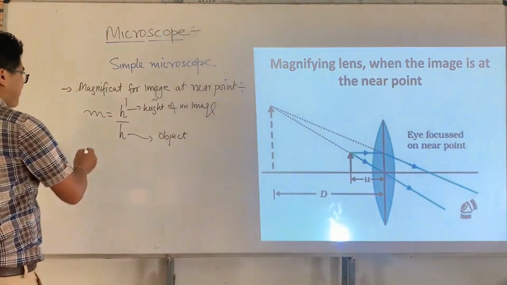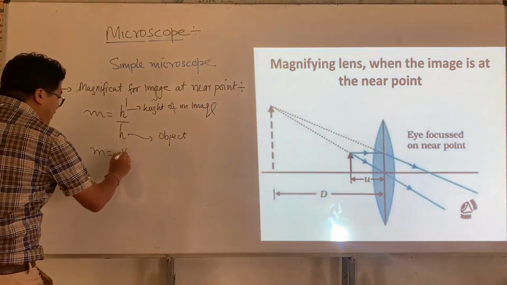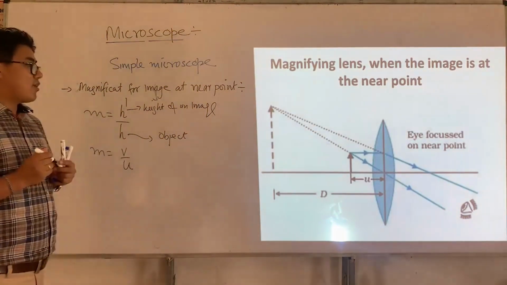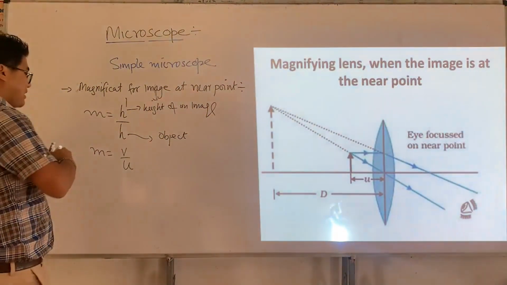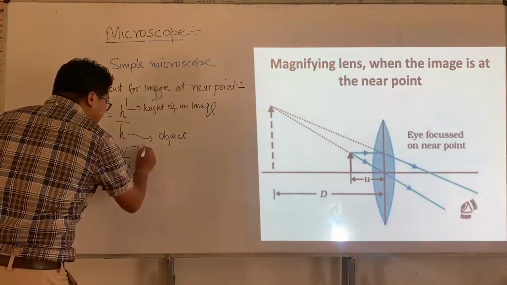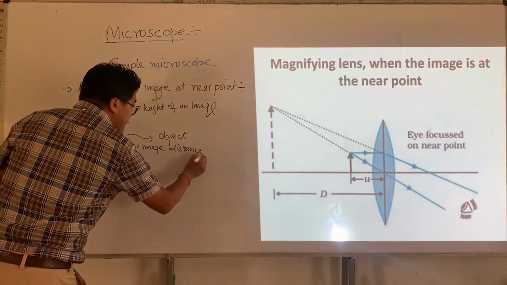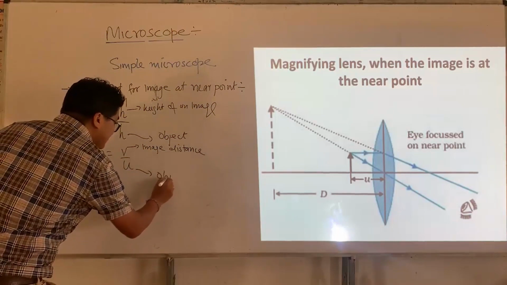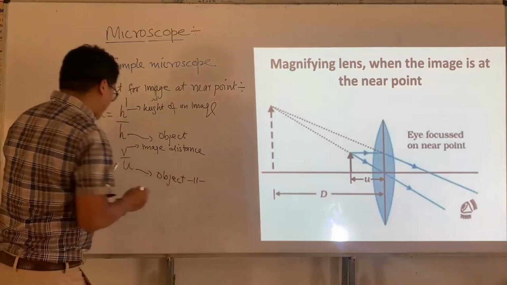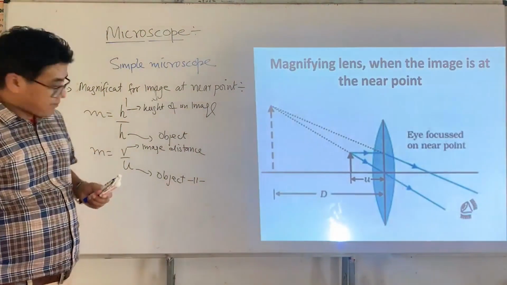And also we can represent magnification in terms of v by u. This is an object distance, image distance. This is an image distance, and this is an object distance. Alright. Now look at here.